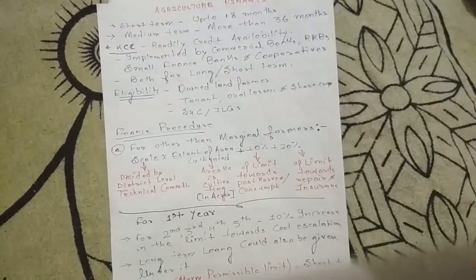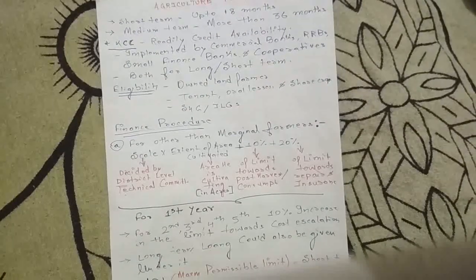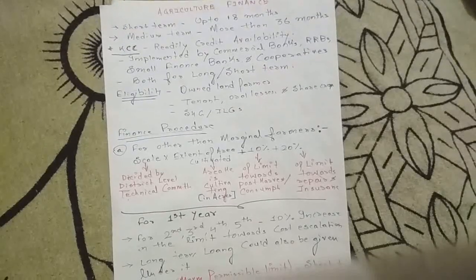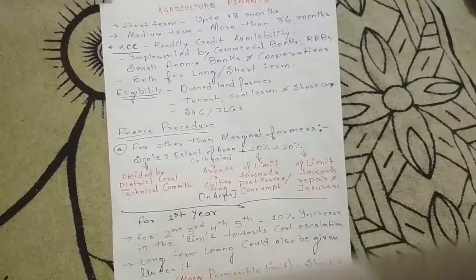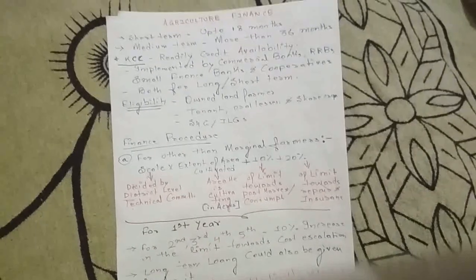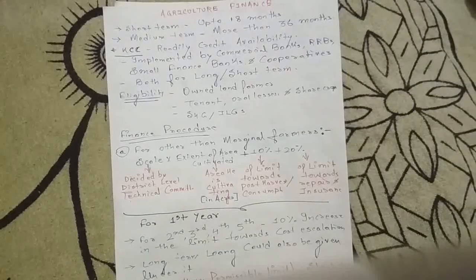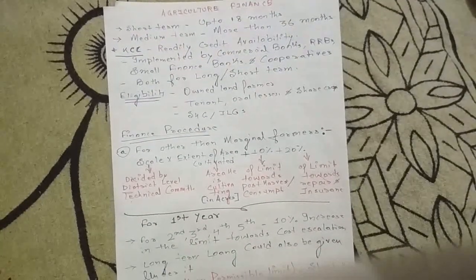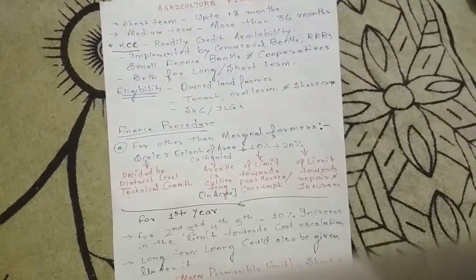Now moving on, starting with the fact that loans given in the agriculture sector are of two kinds: short term loans or medium term loans. The short term loan definition according to the book is up to 18 months, and the medium term loan is more than 36 months. This is the definition given as per the book.